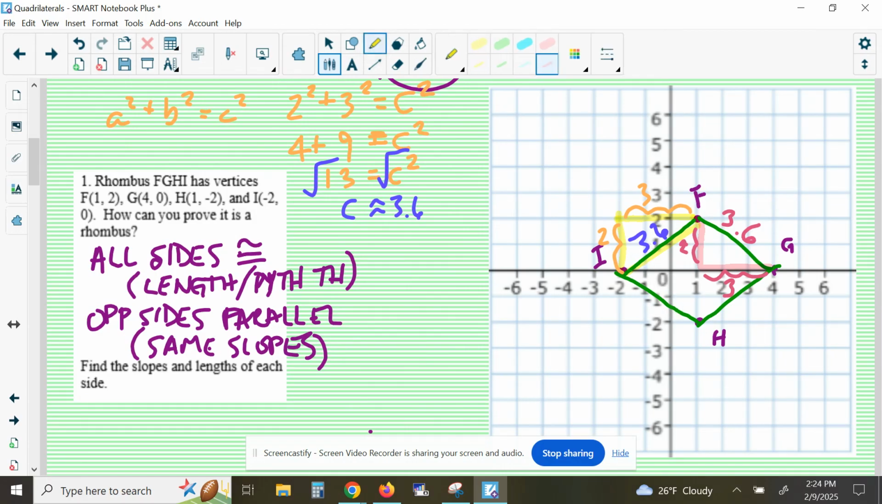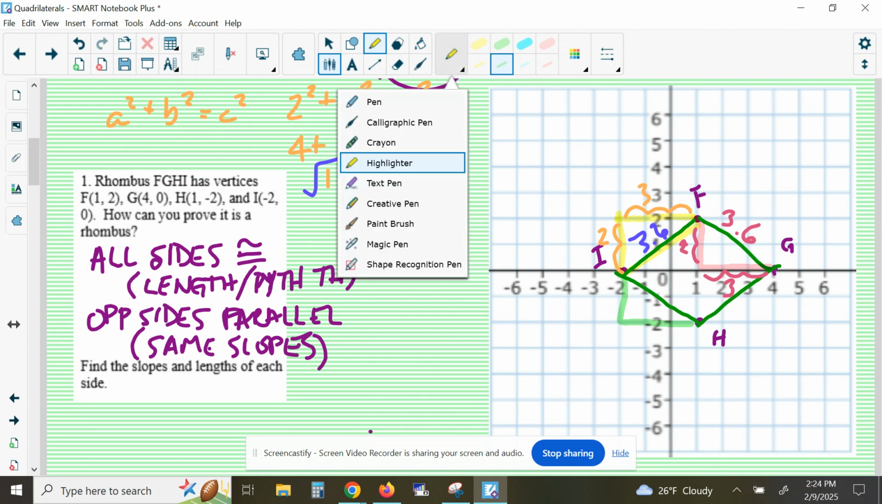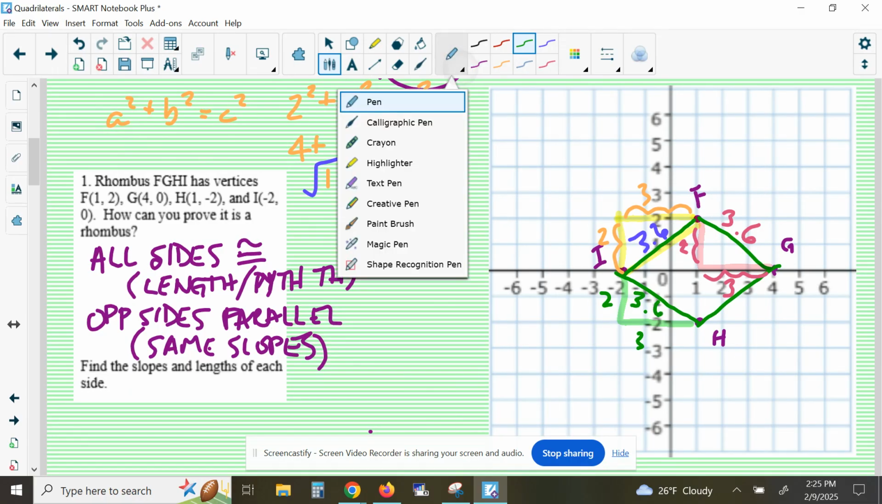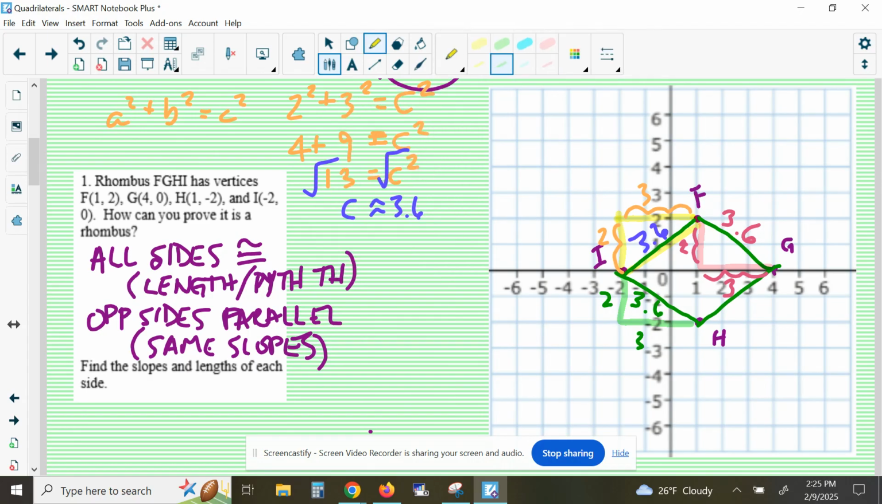That means I need another fake right triangle. So I got to do this as a diagonal, so I can go inside or outside. Boom. And what's going to happen here? This is a 2, and that's a 3. So what's the length? 3.6. My last fake right triangle.